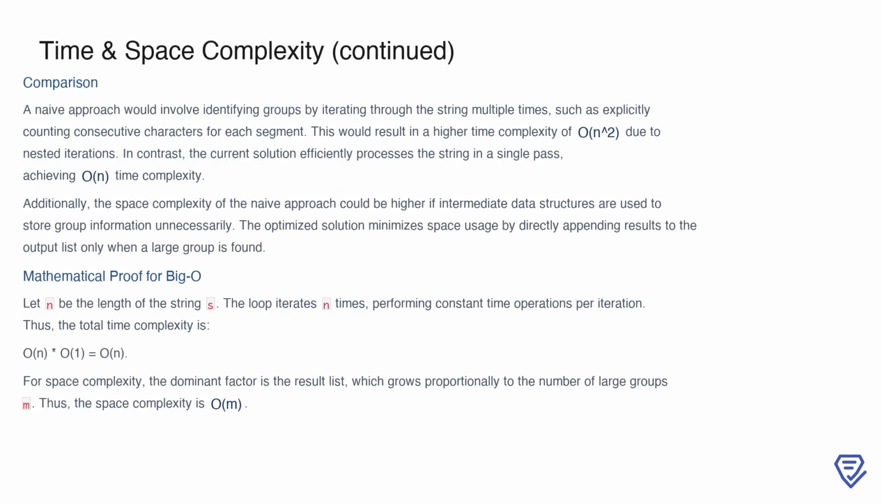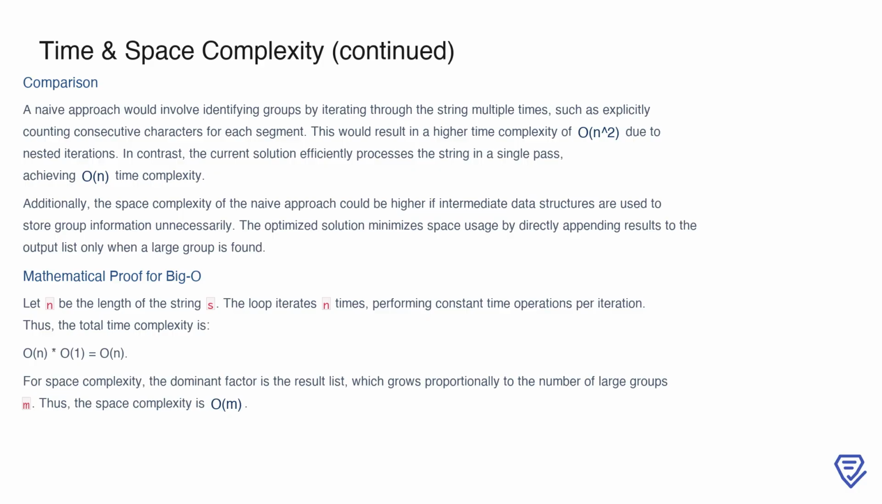When comparing this optimized solution to a naive approach, we can see significant improvements in both time and space complexity. A naive approach might involve iterating through the string multiple times to explicitly count consecutive characters for each group, which would result in a time complexity of O(n²), due to nested iterations. In contrast, the optimized solution processes the string in a single pass, achieving O(n) time complexity.